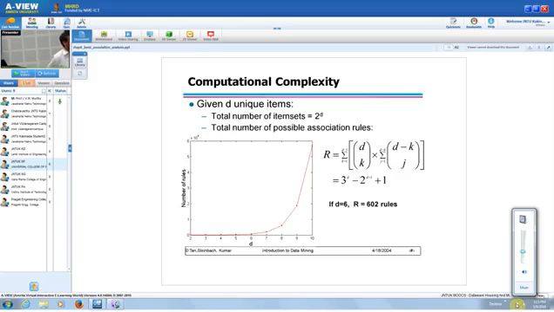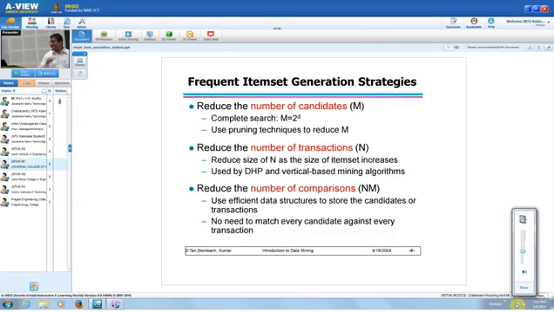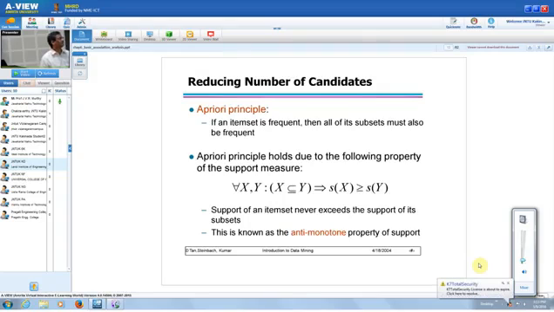So, this is the scenario. Next slide, please. See how expensive it is, just for 6 items, you have those. So, reduce the number of candidates, reduce the number of transactions, and reduce the number of comparisons.